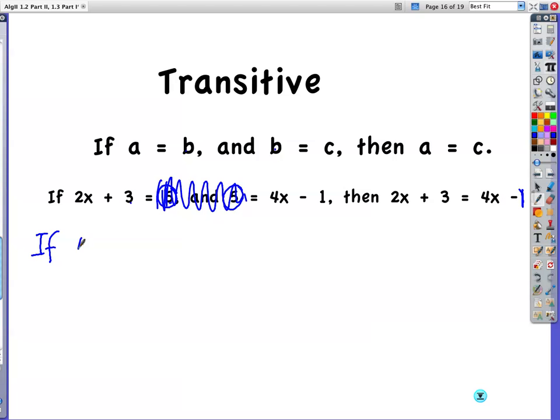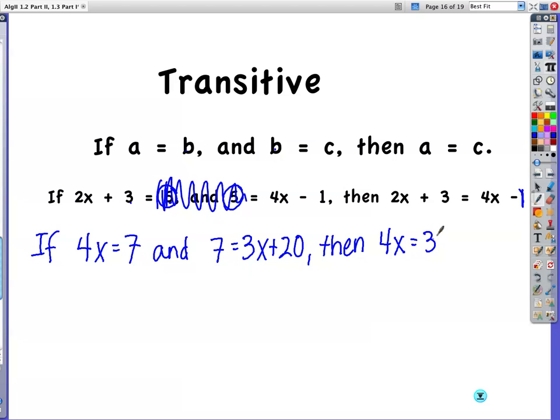If 4x is equal to 7, and 7 is equal to 3x plus 20, okay, then these 7s are the same. Basically, I'm saying then 4x is equal to 3x plus 20. Okay? It went from 4x to 7, and then the news went from 7 to 3x plus 20, and so therefore the 4x is equal to 3x plus 20.